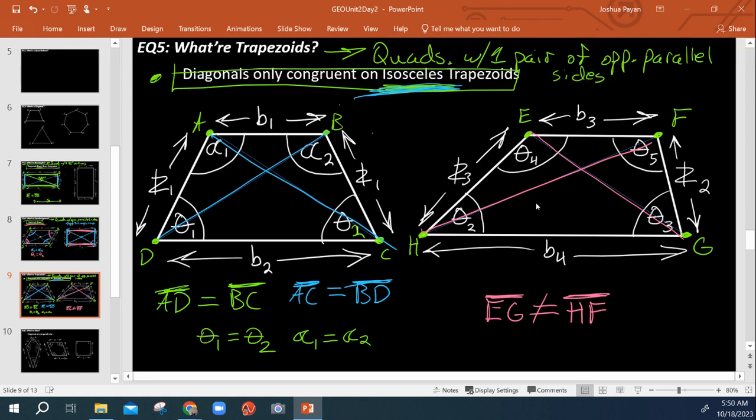Okay, we also see we don't have any congruent angles on these guys. Okay, so if it's not isosceles, all of these angles are different. Theta 4 is not the same as theta 5, not the same as theta 3, nor theta 2. Okay, so nothing really special happens with normal trapezoids as opposed to isosceles.